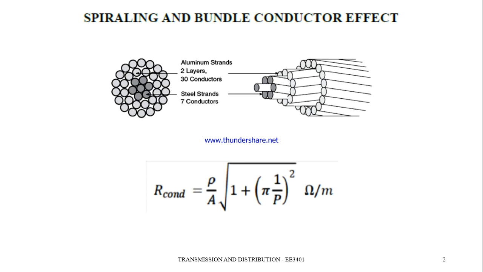The aluminium may be combined with various alloys to form such a bundled conductor, and the resistance value is given as R = ρ/A × √(1 + (π/P)²), with (πL/P)² ohm per meter. So the effect of resistance is directly proportional to the length of the conductor.